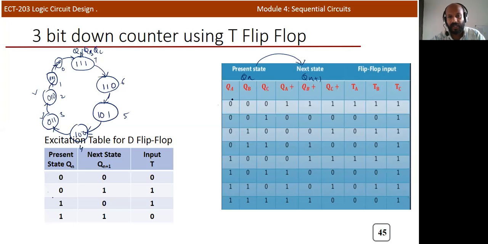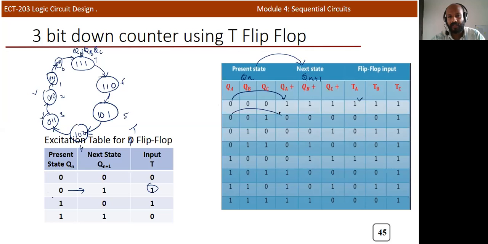So for example, QA is changing from 0 to 1. So it's a toggle flip-flop. We are using T flip-flop. Okay, so this is T flip-flop excitation table. 0 to 1 means there's a change. So we know that TA, if there is a change from 0 to 1, the T input should be 1. So you can write 1 here.